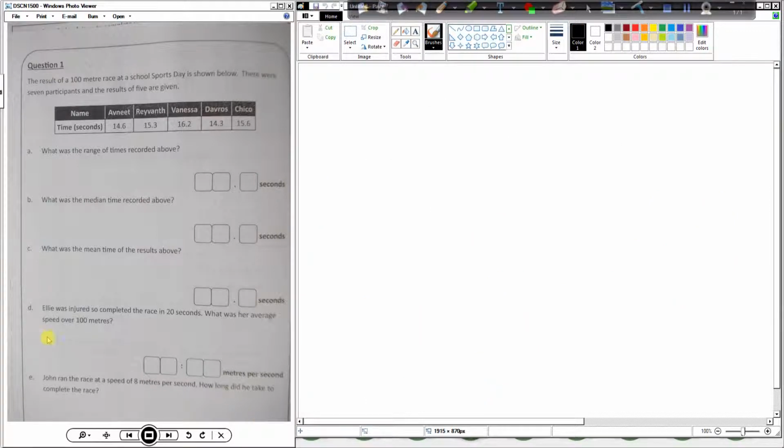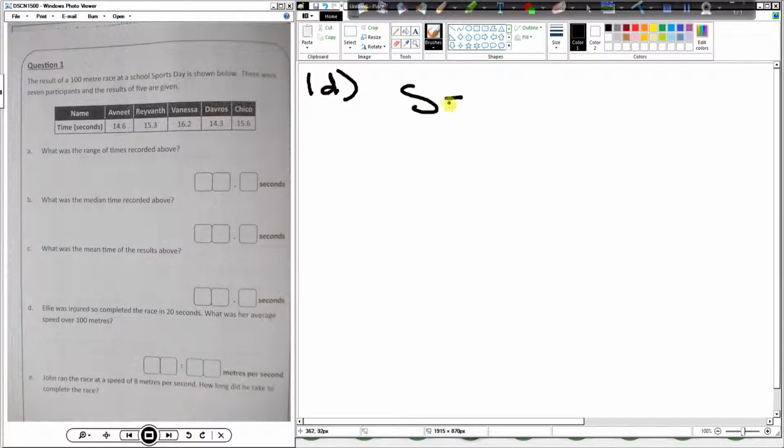Okay, question 1D now. Question 1D says Ellie was injured, so she completed the race in 20 seconds. What was her average speed?